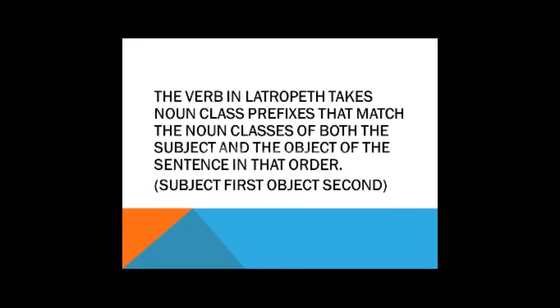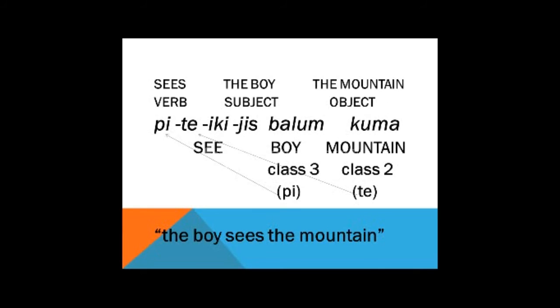So here's our lofty statement. The verb in Latropeth takes noun class prefixes that match the noun classes of both the subject and the object of the sentence in that order. So let's have a look at the whole sentence again and how the parts of the verb correspond to the broader sentence. Again, remember, Latropeth is a verb subject object language in terms of order. So what you're actually saying is sees the boy the mountain, or sees boy mountain.